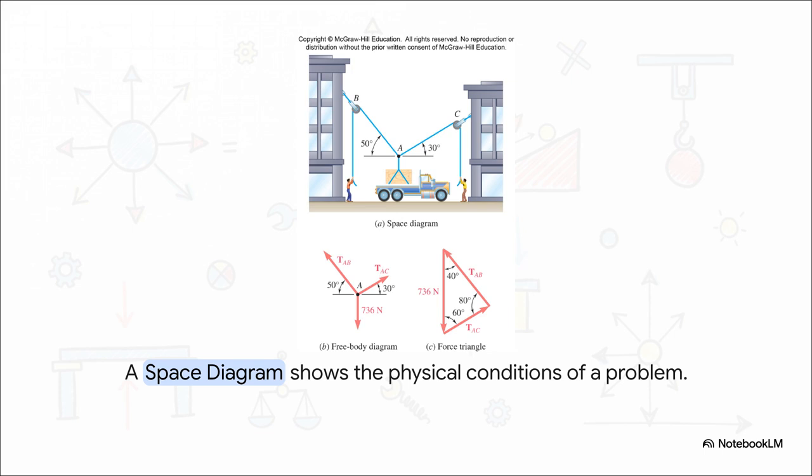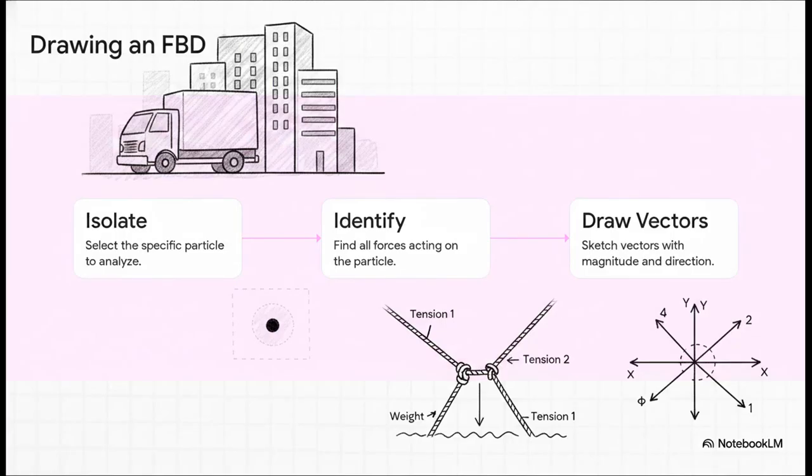But as engineers, we can't exactly do precision math on a drawing of a truck and some buildings, right? We need to completely strip away this physical environment so we can see the raw underlying physics at play. To do that, we follow 3 strict, non-negotiable steps to create our free body diagram. This strips away the background noise to leave only the pure mechanics.